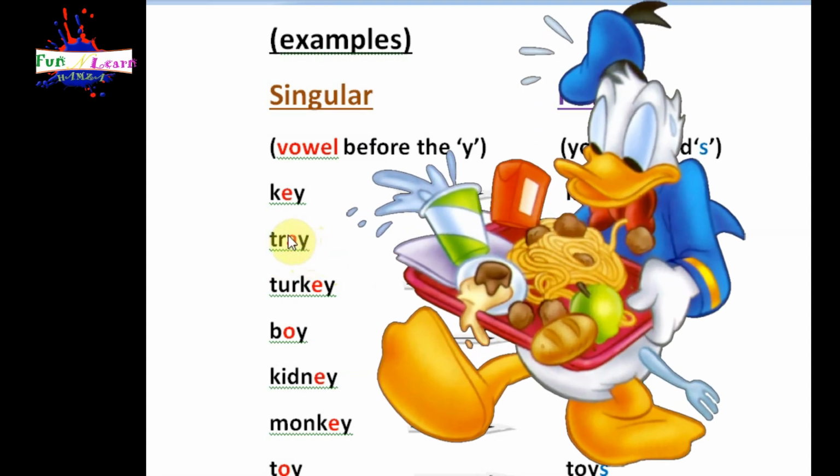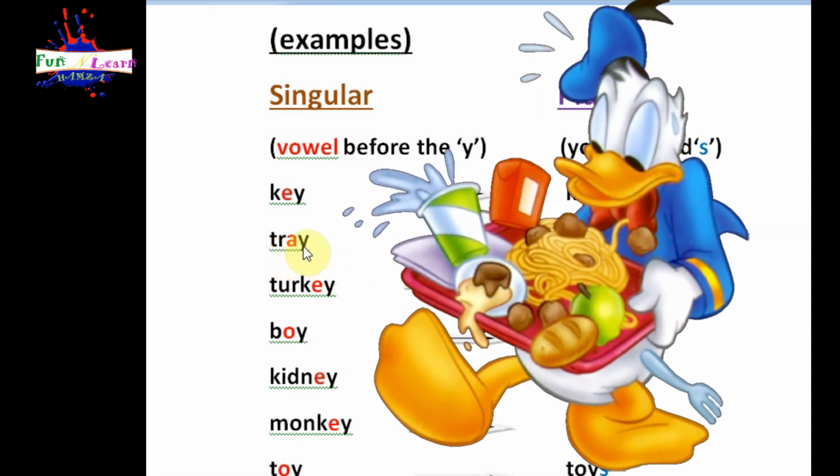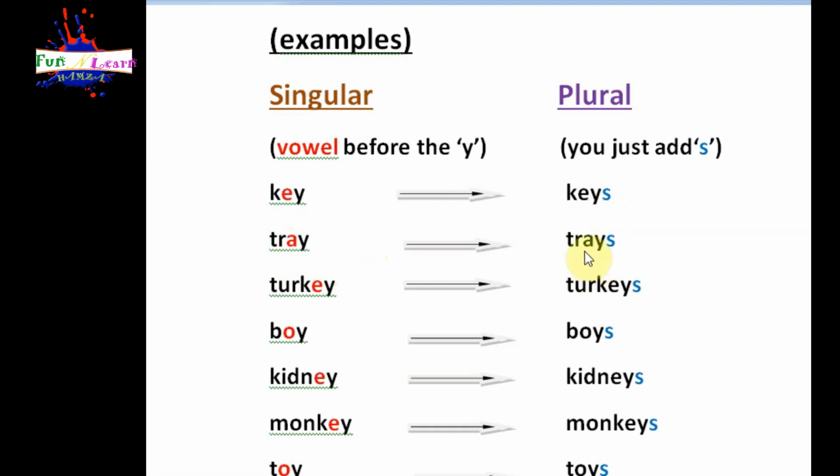Tray. Now we have a vowel again before the Y. So we don't remove the Y. We don't change it with an I. We just add an S at the end. Trays to make it a plural noun.